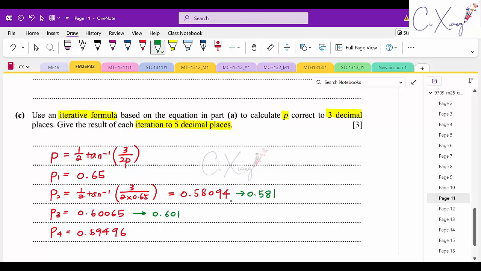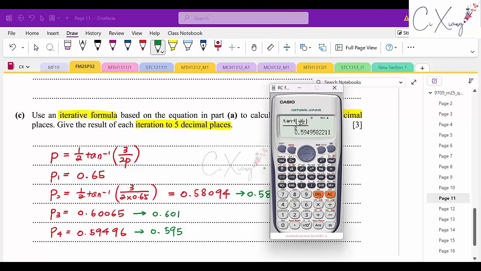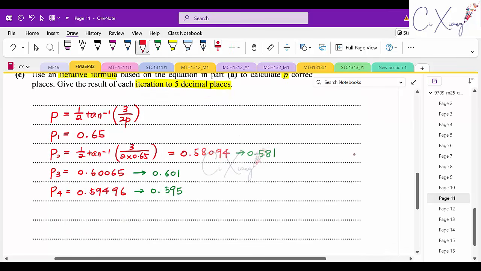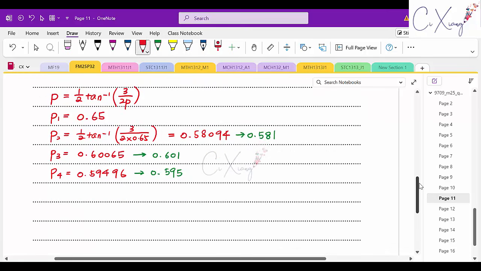You can see that these two values are not repeated yet, right? So you cannot stop. You have to continue for the 3 decimal places answer. Then what is the next one here? You will get 0.595. So all the 3 values here are different. So you cannot stop yet. You have to continue the process, the iterative process, until the 3 decimal places answer repeated.